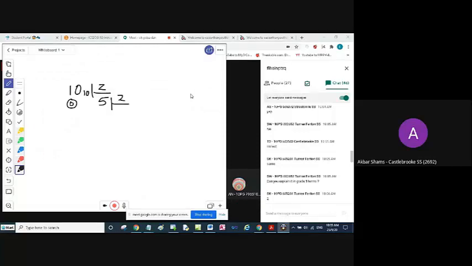What do I get? The integer part. Don't give me 2.5. What is 5 divided by 2? 2, right? You get 2. What is the remainder now? Not 0.5. The remainder is 1, because 2 times 2 gives you 4, so the remainder is 1.